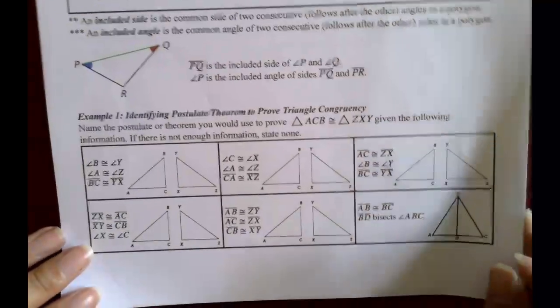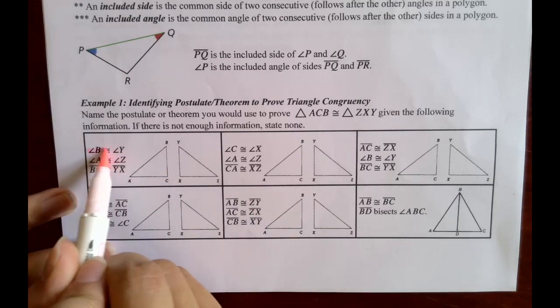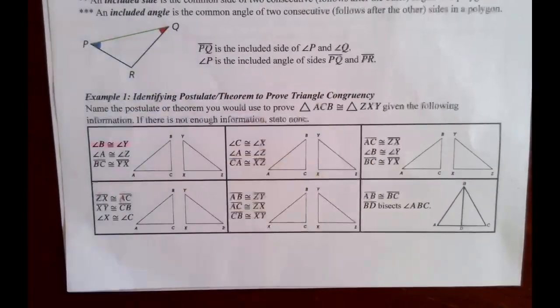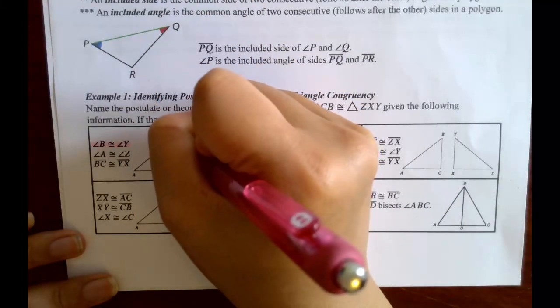Okay, so we're going to name the postulate or theorem we use to prove that these two triangles are congruent given the following information. If there's not enough information, we're just going to state that there's none. Okay, so we're going to start with this first one. Angle B is congruent to angle Y. So I'm going to do that in pink. Angle B is congruent to angle Y.